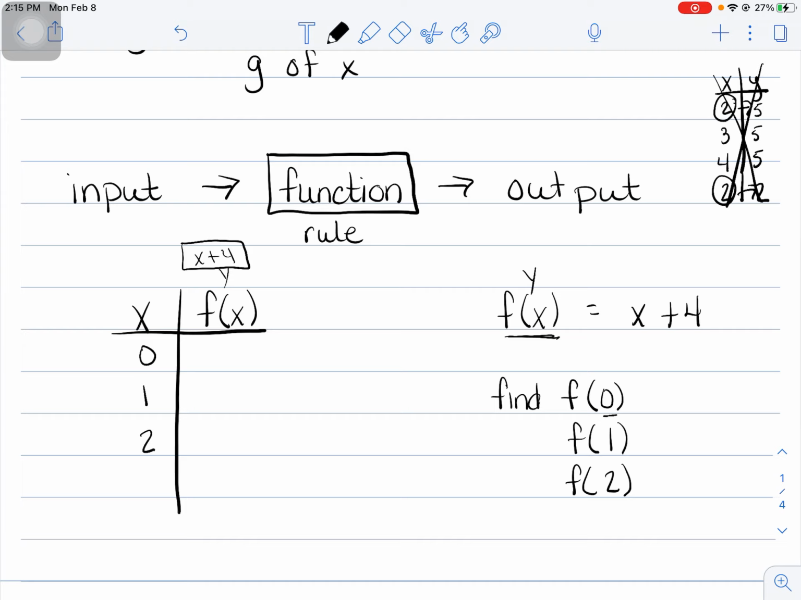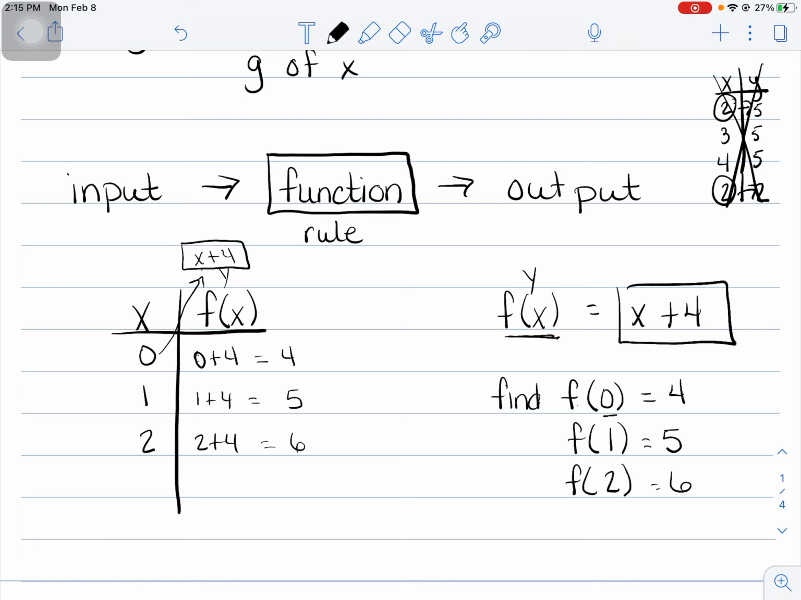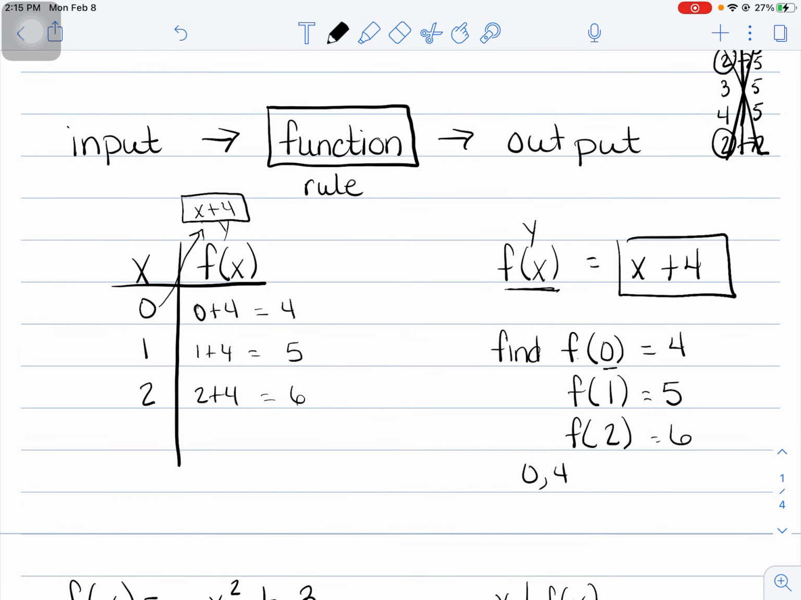So if I put in 0 for my x here, 0 plus 4, I get out 4. If I put a 1 in for my rule, it's 1 plus 4, and I get out 5. If I put a 2 in, it's 2 plus 4, and I get out 6. So for this rule, if I input f of 0, my output is 4, f of 1, output is 5, and f of 2, my output is 6. So these are just coordinate pairs, 0, 4, 1, 5, and 2, 6. Okay, so we're just evaluating.